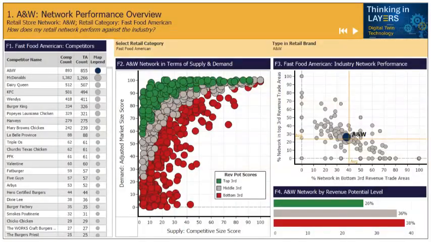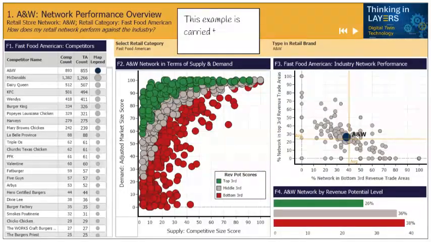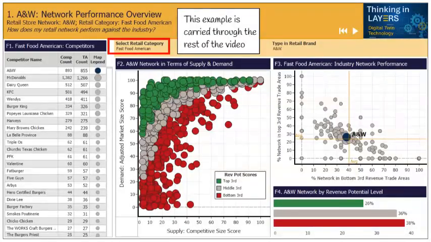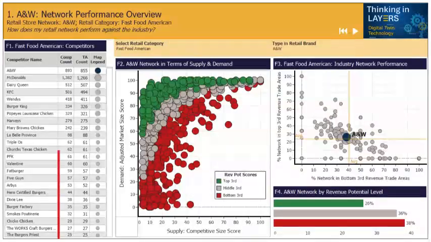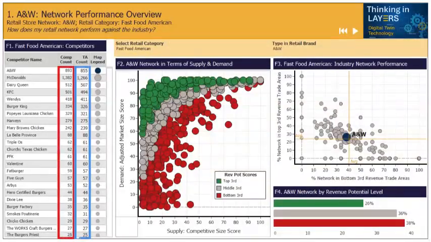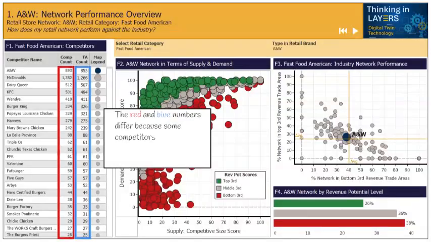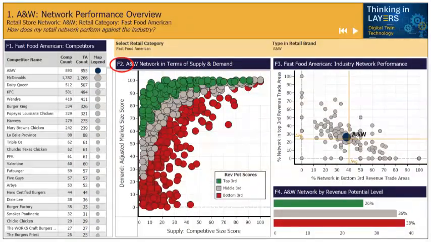Tab 1 begins with an overview of the retail brand's network performance in the context of its industry. To demonstrate the model, I've pre-selected American fast food as the retail category and the A&W network as the retail example. Note that site and trade area counts are different when retailers have more than one site in a trade area, and also note that this list excludes sites in food courts. F2 maps out each of the A&W trade areas.